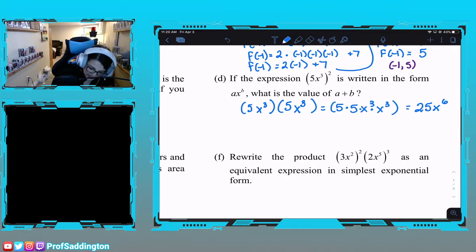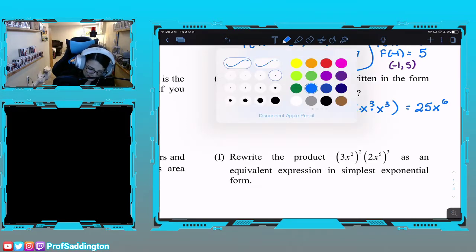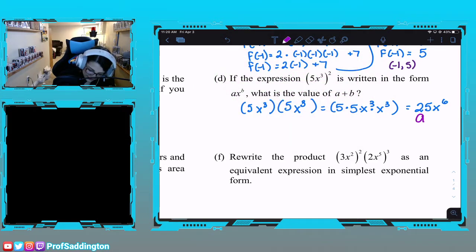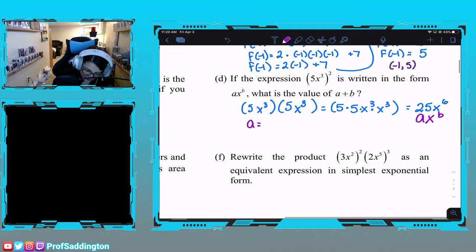So it says it was ax to the b power. So they're just trying to confuse you with some more variables. So I'm just going to rewrite that below. So I had 25x to the 6, my real life answer, and then they said if it's an ax to the b form, we got to first know what is a representing and what is b representing. So based on this, our a is equal to 25, and our b is in the spot where the exponent is. So that is equal to 6.